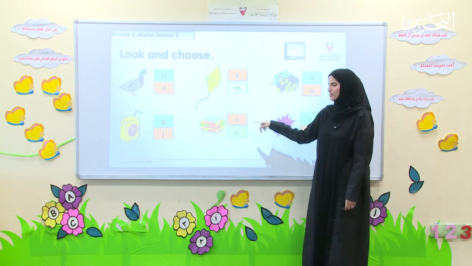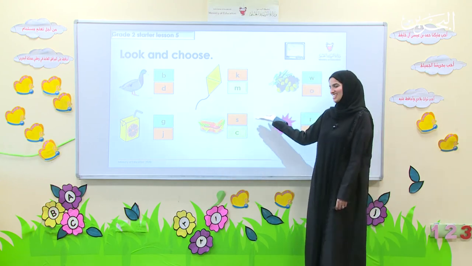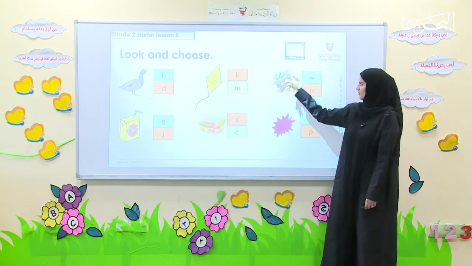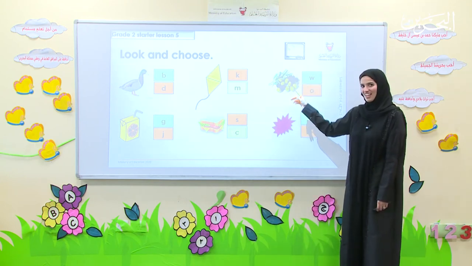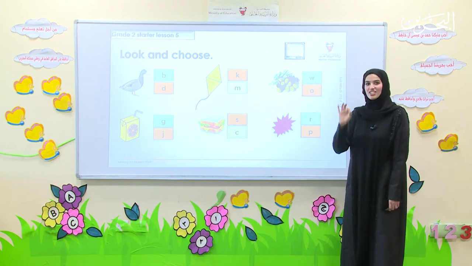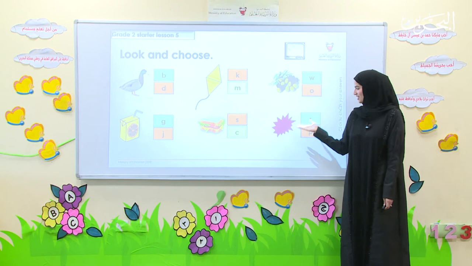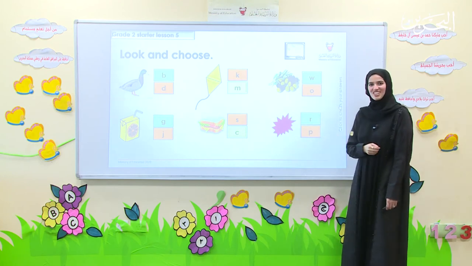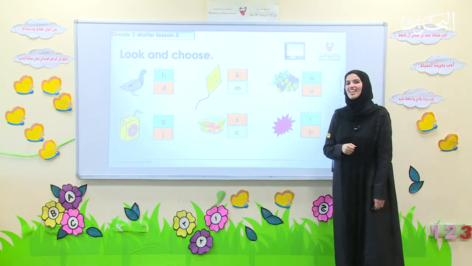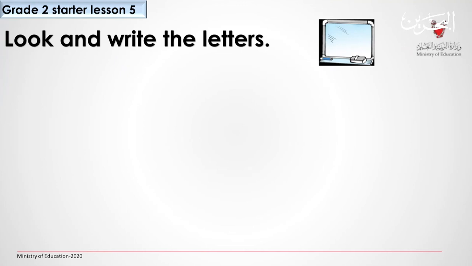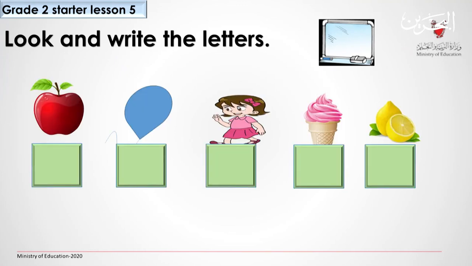This one is sandwich. Shall we choose S or C? Yes, of course. What is this? Olives, starting with letter O. That's right. What is this color? Pink, starting with letter P. Thank you very much.